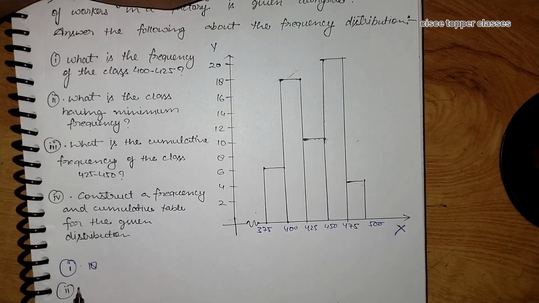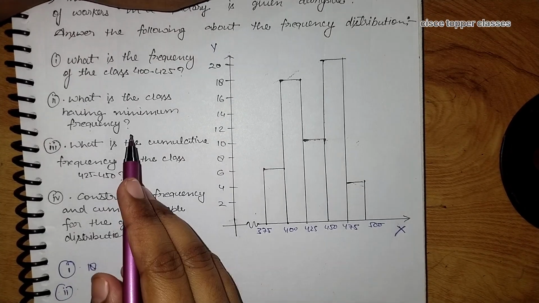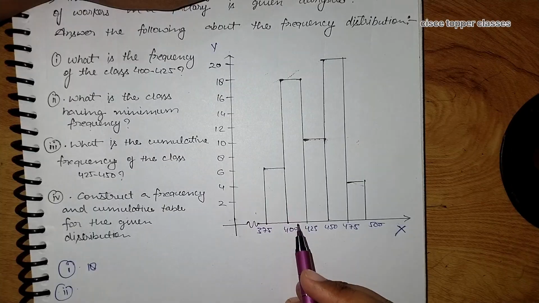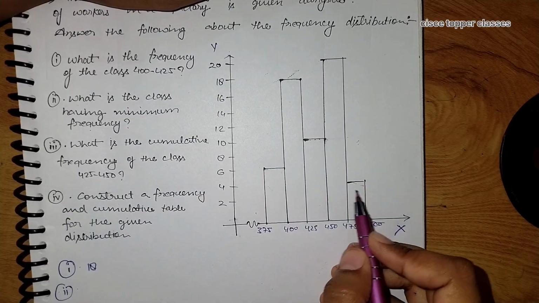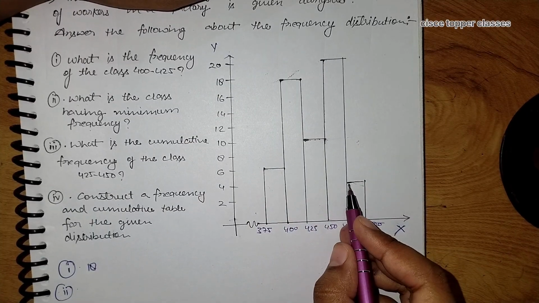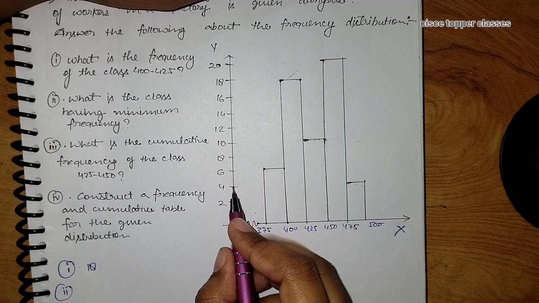Now the second part which is asked is, what is the class having minimum frequency? We have to tell which class has the minimum frequency. So by the diagram we can see this class has the minimum frequency, 4.